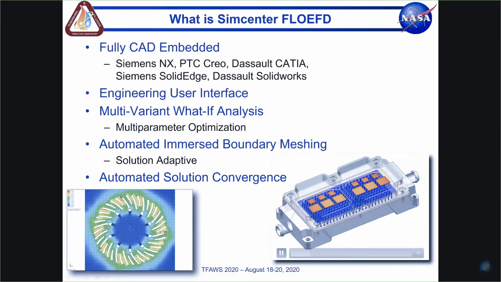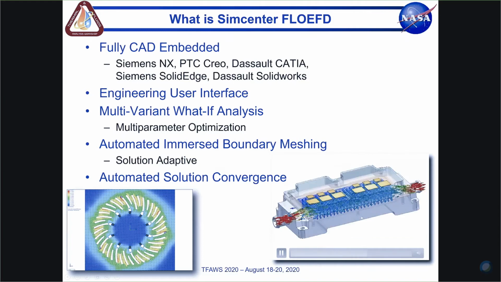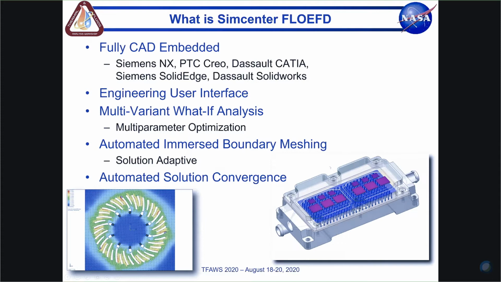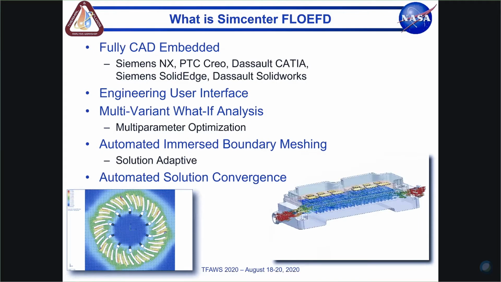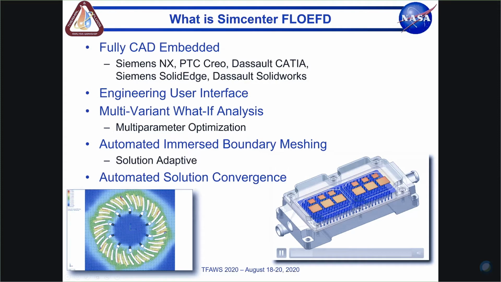And we bake in some nice to have things like multi-variant, multi-parameter what-if analysis, things like changing temperature, flow, power, even CAD. So because we're CAD embedded, we could maybe change an experiment based on pipe diameter or pin size, which is what we're going to do here, and see how that affects the thermal performance.